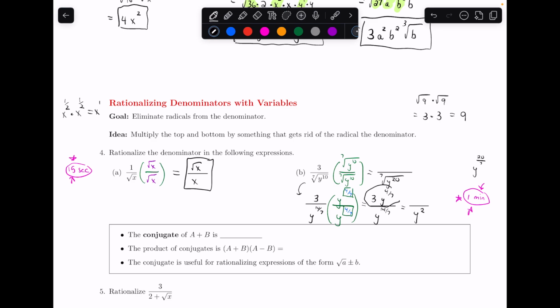I can't really simplify that further because we don't have the same base with these numbers. It just stays as 3 times y to the 4 over 7. And now we've gotten the root out of the denominator, so we've rationalized the denominator. Okay, and there we have it.